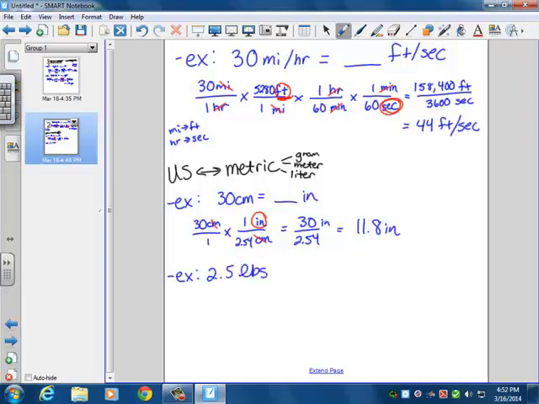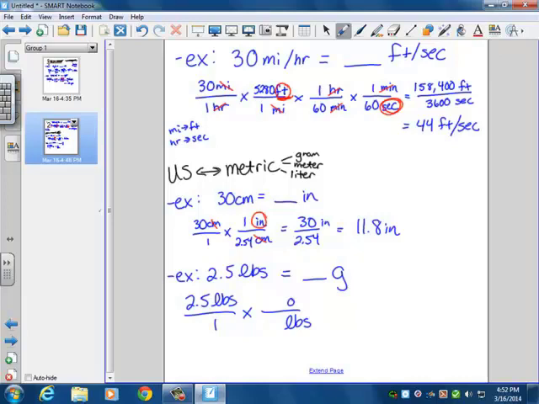Okay, how about 2.5 pounds is how many grams? So 2.5 pounds, and I need to get to grams. So I know I want to cancel out pounds. Now sometimes there's a couple ways we can go. I think what maybe you notice is the 1 ounce equals 28.35 grams.